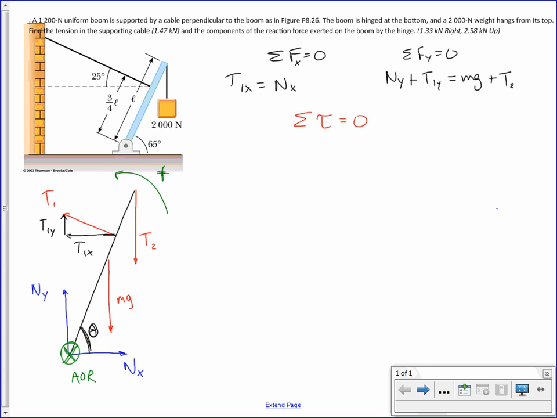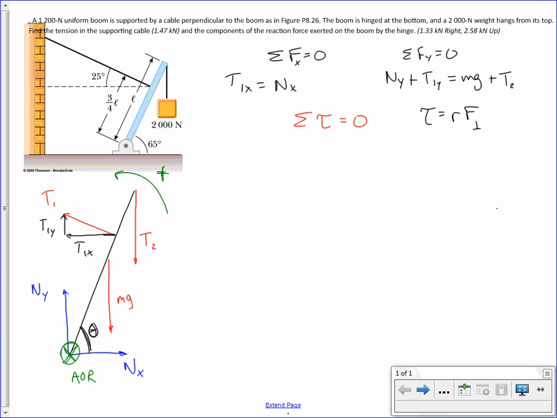That's that 65 degrees. The nice thing about putting that axis of rotation there at the bottom where the hinge is, we neglect any torque. There is no torque produced by NX and NY. Torque is R F perpendicular, and R is 0 for those N forces. They act at the axis of rotation, so R is 0, no torque.